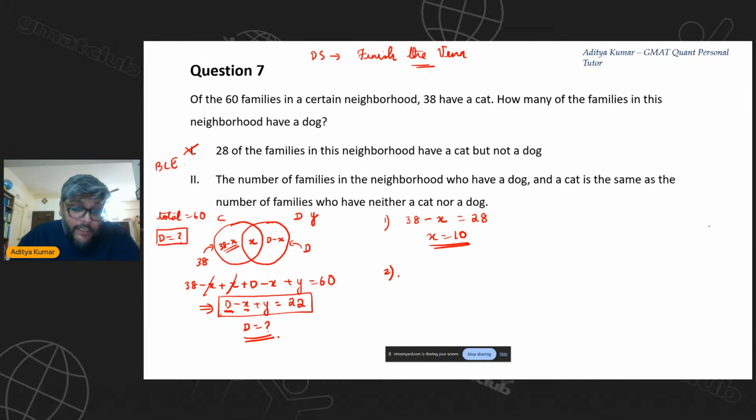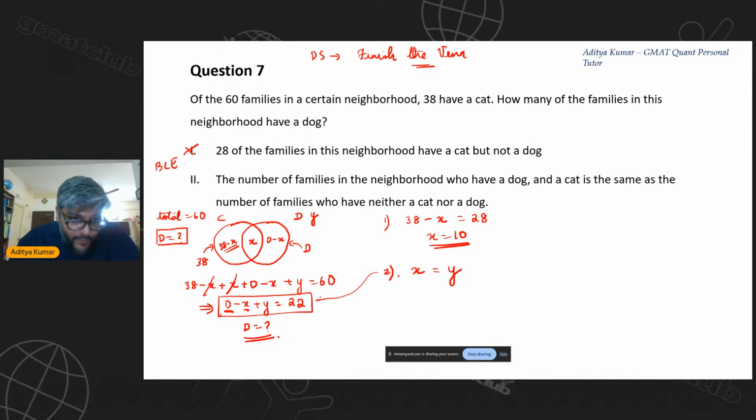Second, the number of families in the neighborhood who have a dog and a cat, that is X, is the same as the number of families who have neither a cat nor a dog. That is Y. You see, I'm just translating what I have, right? I'm translating the information by linking it to my regions of the Venn. The number of families who have a dog and a cat is the same as the number of families who have neither a cat nor a dog. So x is equal to y.